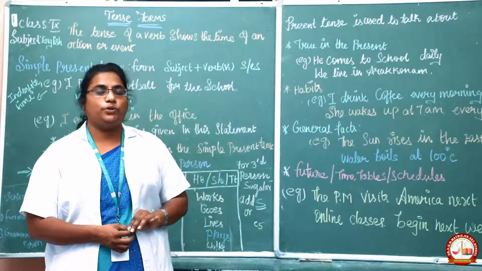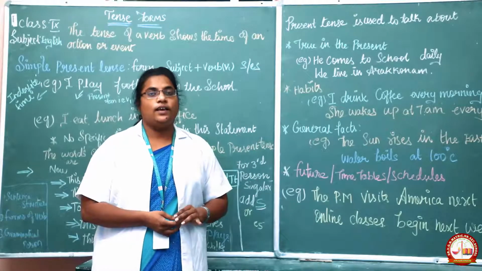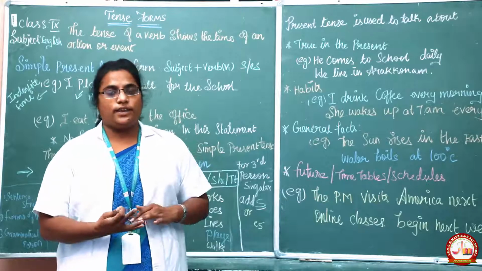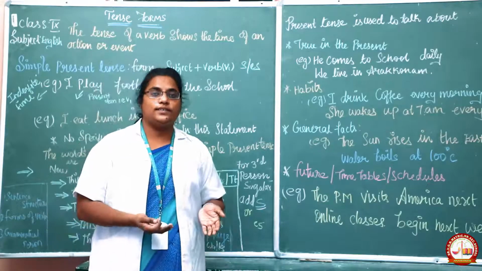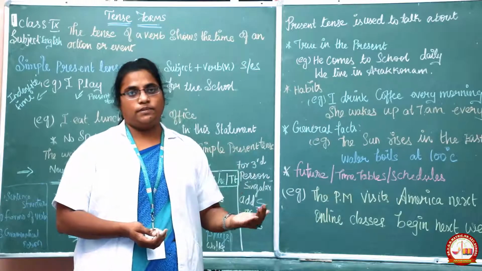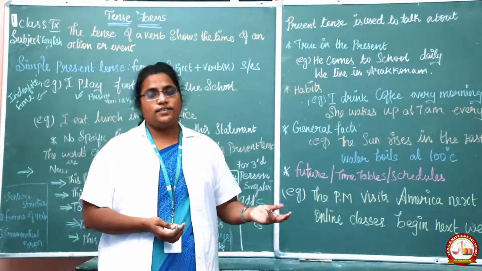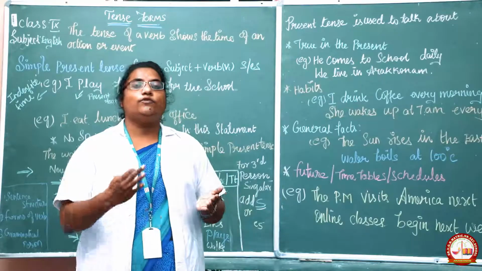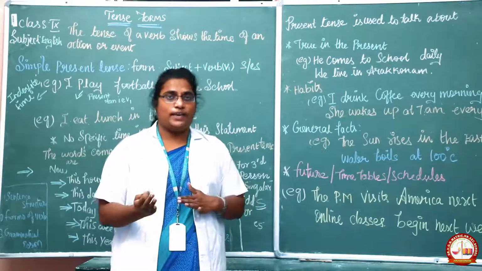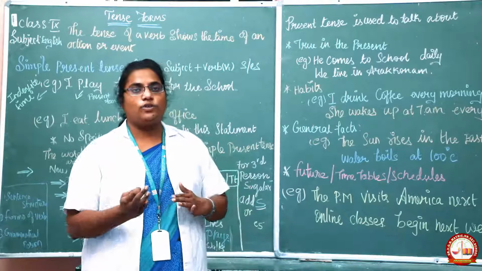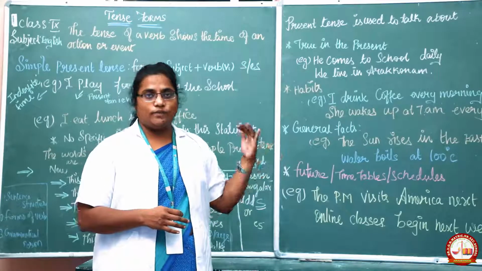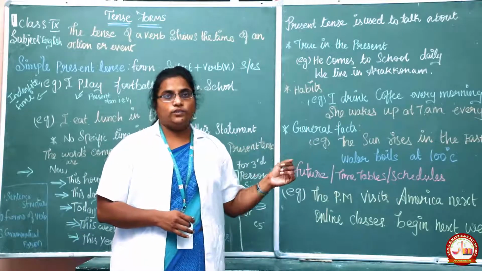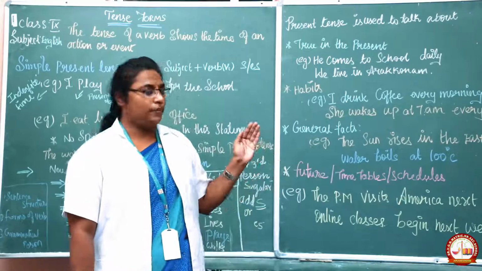Next, I have told you there are 12 kinds of tenses, and 3 main tenses. What are the 3 main tenses? That is simple present tense, past tense and future tense. And the subdivisions, that is the 4 aspects, when joined to the time, the remaining tenses are formed. In the previous class I have told you. Today we are going to see the first one, simple present tense.